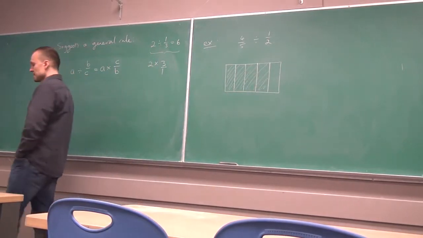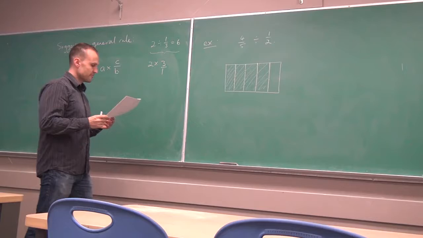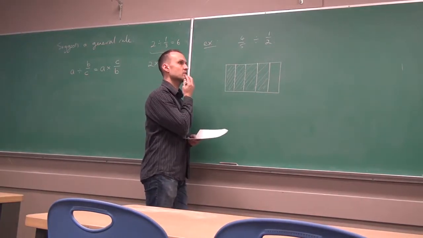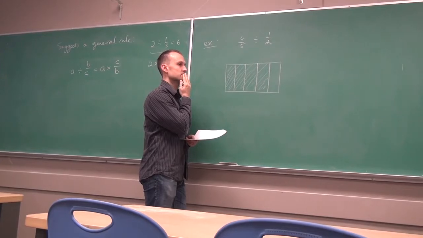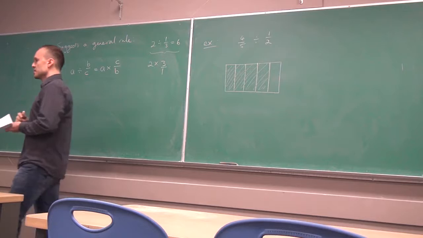And now I'm trying to see what does a half look like? And I'm trying to fit 1/2. I'm trying to count how many times a half goes into this. How can I make sense of this? The numbers are more difficult now.